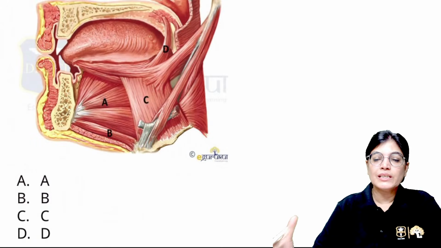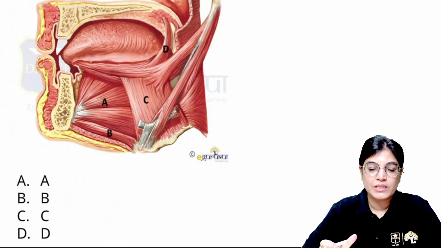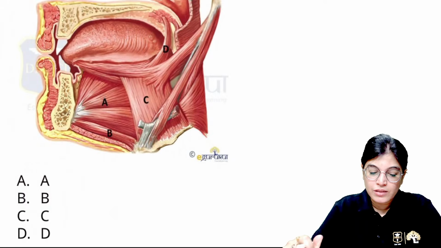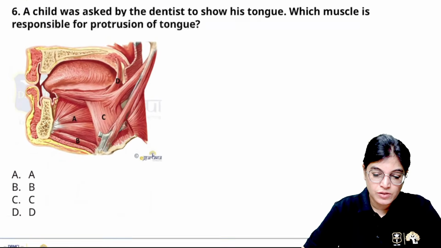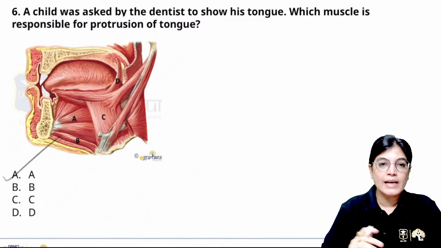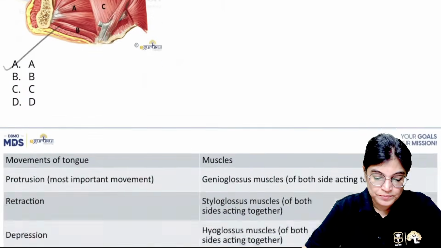Okay, this action is mainly done by the genioglossus muscle, which is considered to be the safety muscle of the tongue because it is the muscle which is preventing the tongue from falling backwards. So this is the action of the genioglossus muscle. So basically, here A will be the right answer as it is the safety muscle and it is the one muscle which is causing protrusion of the tongue.